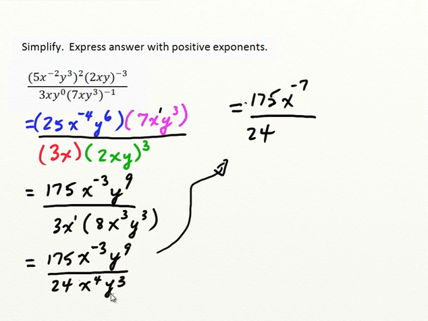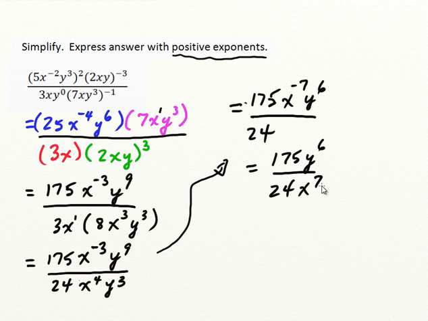Y to the 9th exponent, and then I subtract 3 because I'm dividing by y cubed, is y to the 6th exponent. All right, almost done. The last step is quite simply, let's take care of this positive exponents requirement. So x is being raised to the exponent negative 7. If I move that down to the bottom with the 24, the exponent will be expressed as a positive value. So 175 y to the 6th divided by 24, and then x to the 7th.